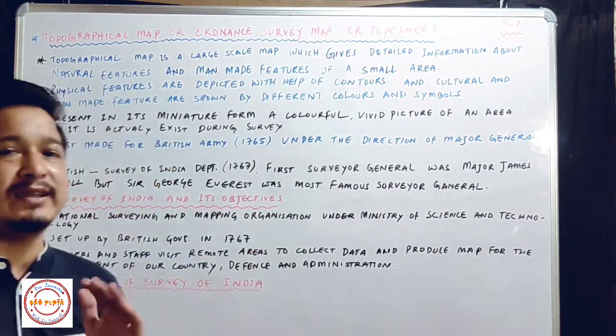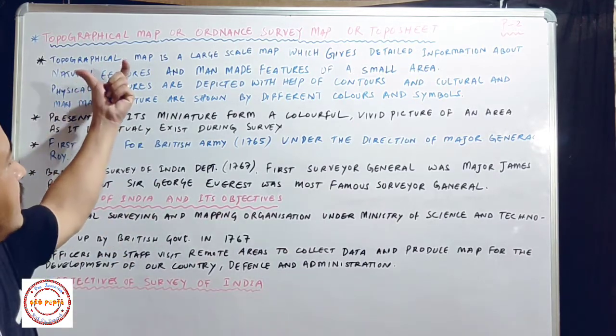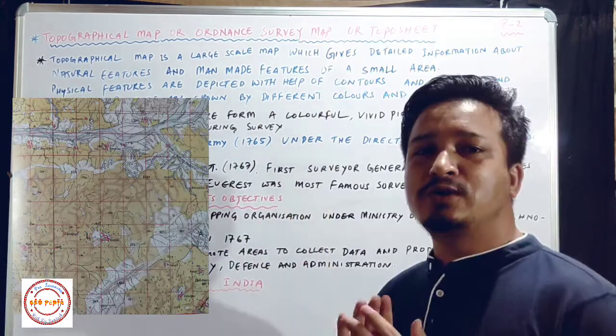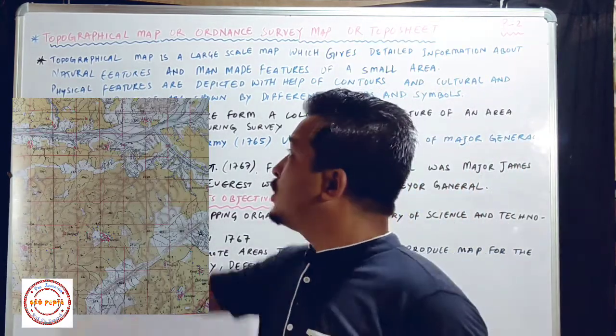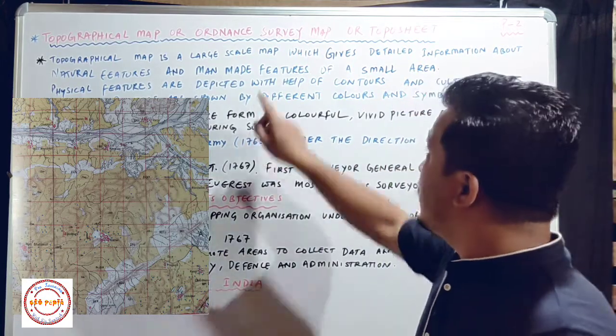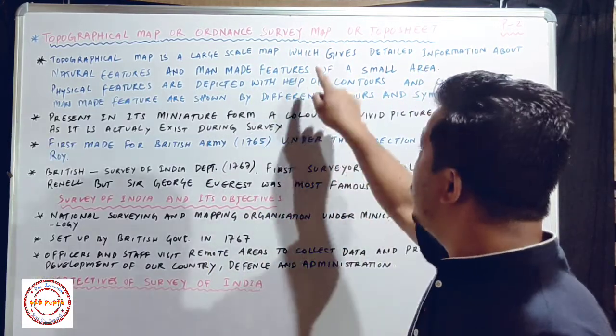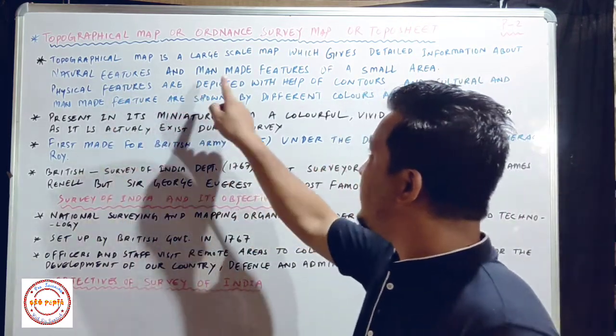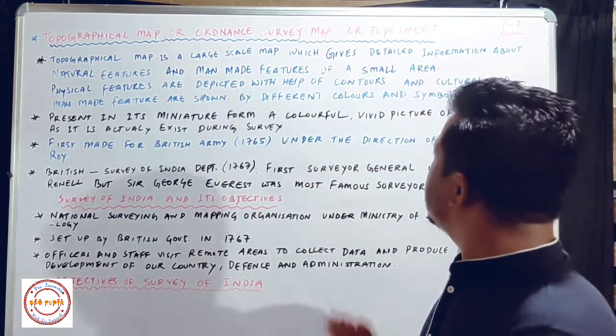So it has three names: topographical map, ordnance survey map, or topo sheet. So students, what is a topographical map? A topographical map is a large scale map. I told you in the previous video, it is a large scale map which gives detailed information about natural features and man-made features of a small area.